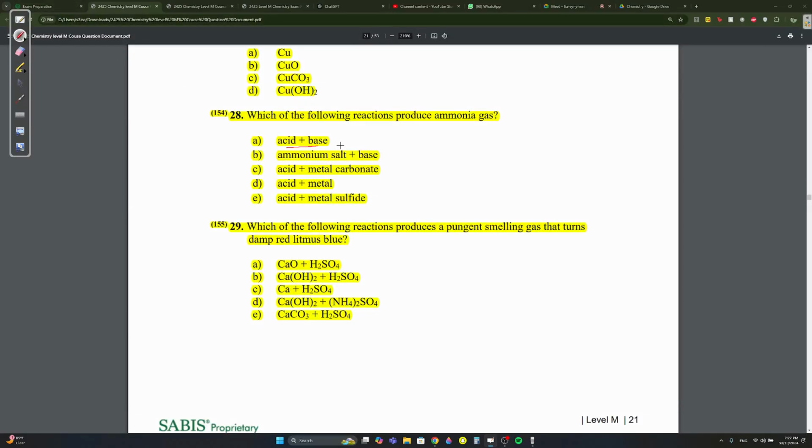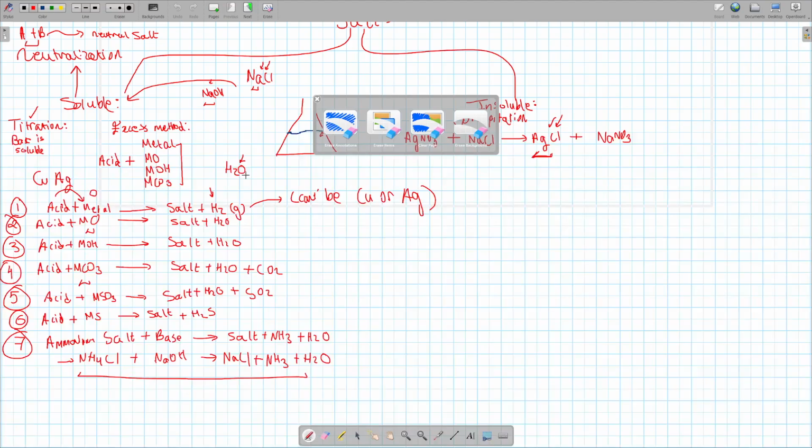Which of the following reactions produce ammonia gas? Acid plus base, no, this gives me salt and water. Ammonium salt plus base, yes, this gives me salt plus ammonia gas plus water. Acid plus metal carbonate, no, this gives me carbon dioxide gas plus salt plus water. Acid plus metal gives me salt plus hydrogen gas. Acid plus metal sulfide gets me a salt plus hydrogen sulfide.